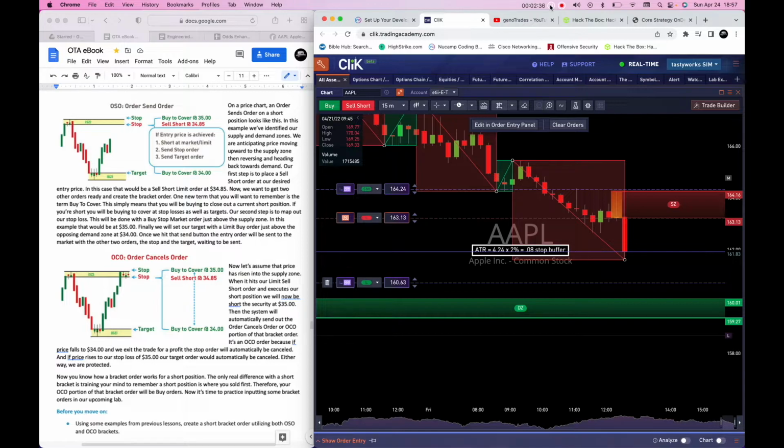Our second step is to map out our stop loss. This will be done with a buy stop market order just above the supply zone. In this example, that price would be $35 even.